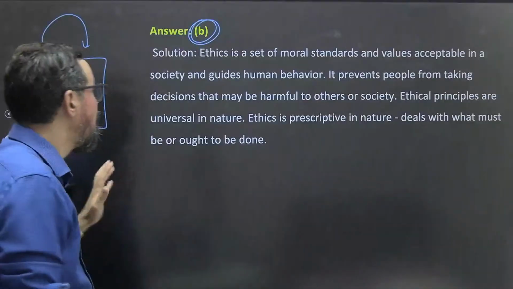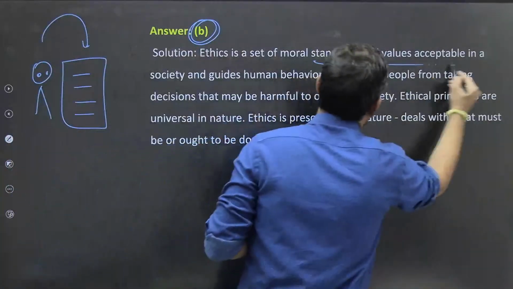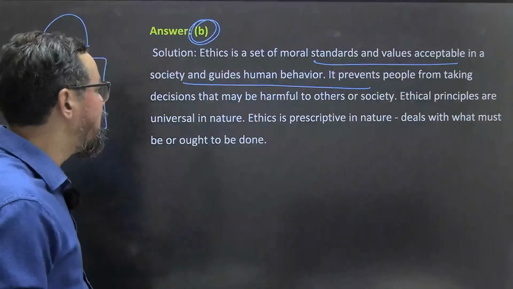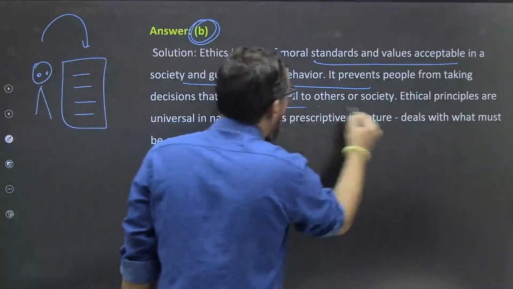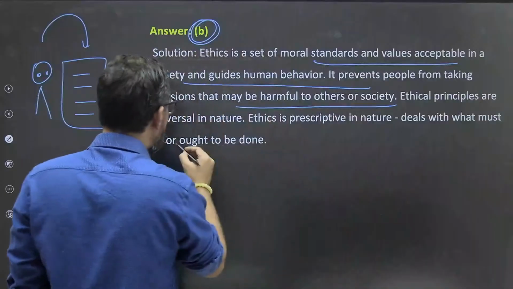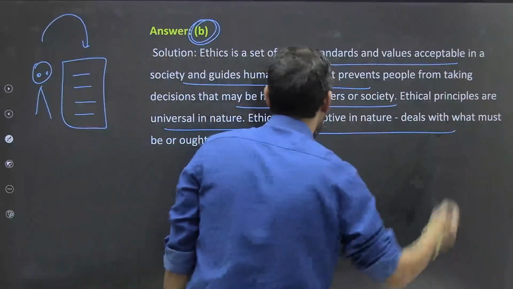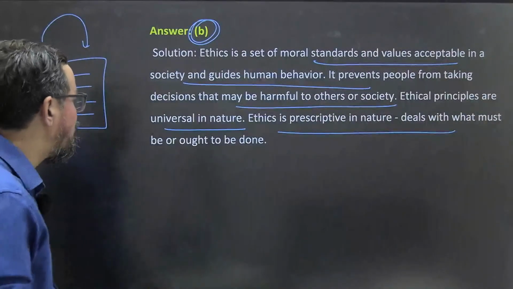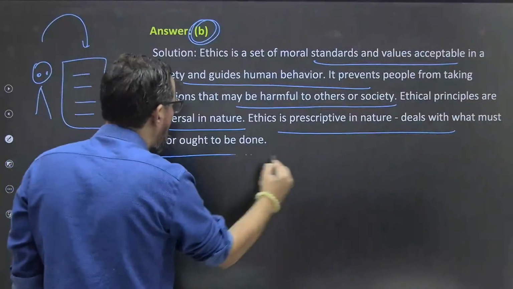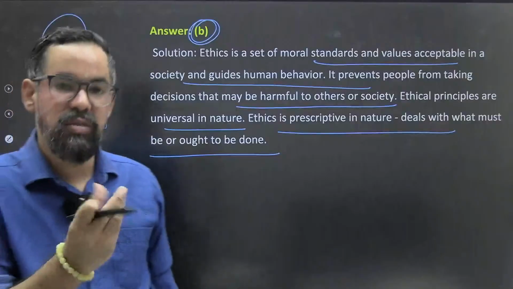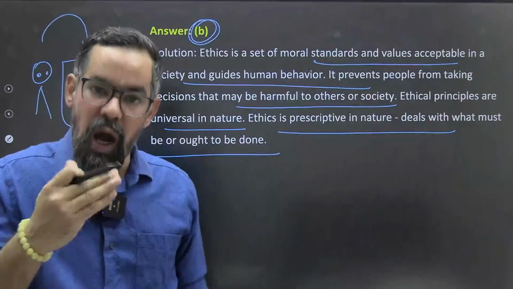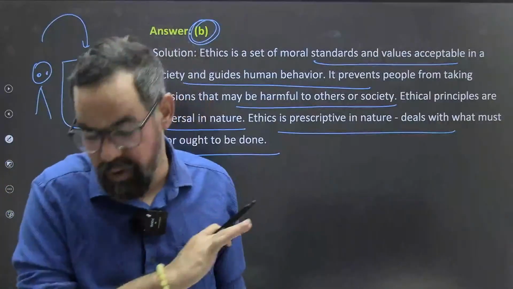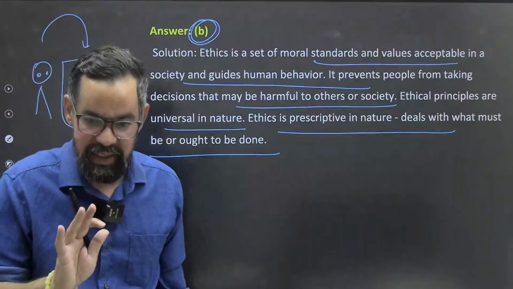The basic introduction: ethics is a set of moral standards and values acceptable in society and guides human behavior. It prevents people from taking decisions that may be harmful to others or society. Ethical principles are universal in nature, and ethics is prescriptive in nature, dealing with what must or ought to be done. The core meaning is what is right and how to achieve that right, what is good and how to achieve that good, what is bad and how to avoid that bad. That is the core of ethics.